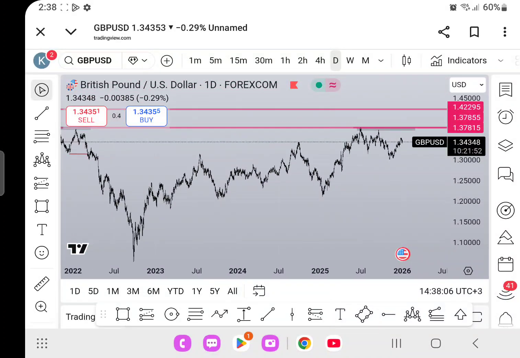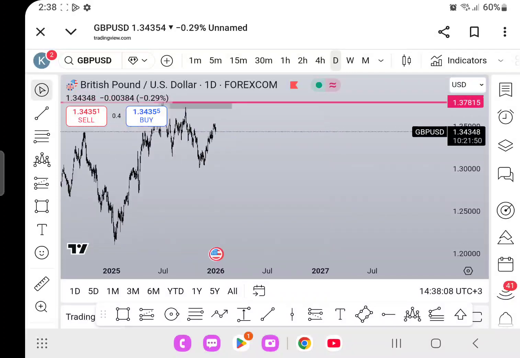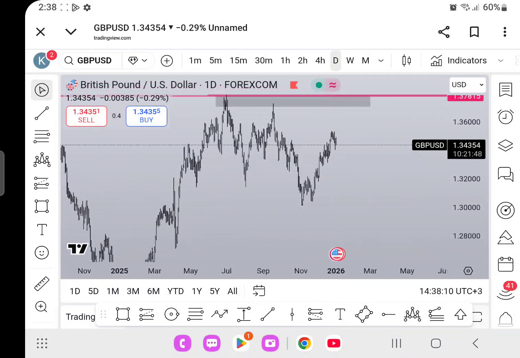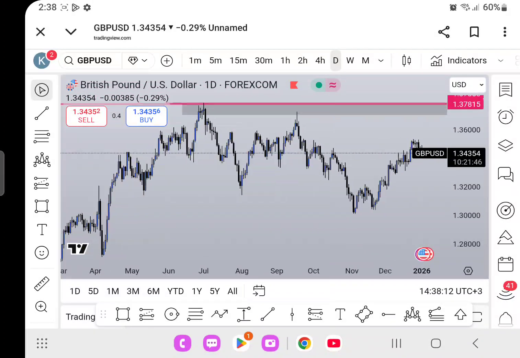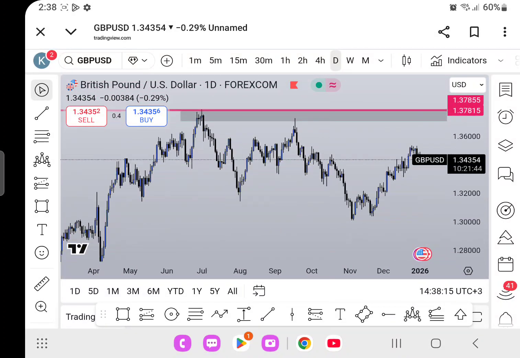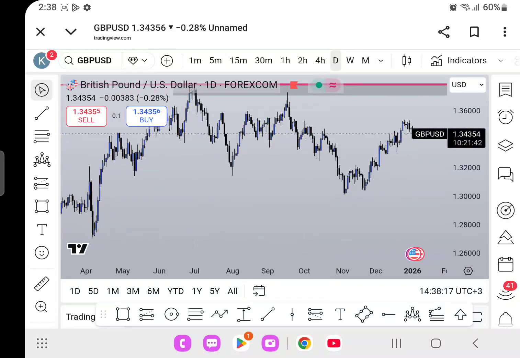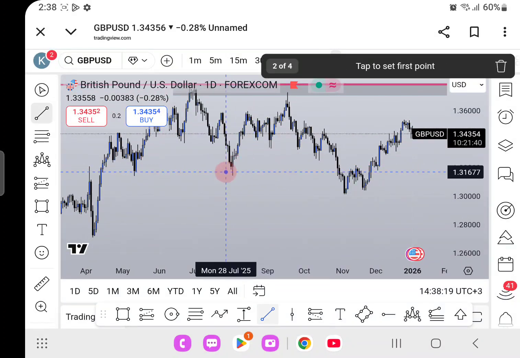Now the market is doing it again. This is the daily time frame. So the market is trending downside here.